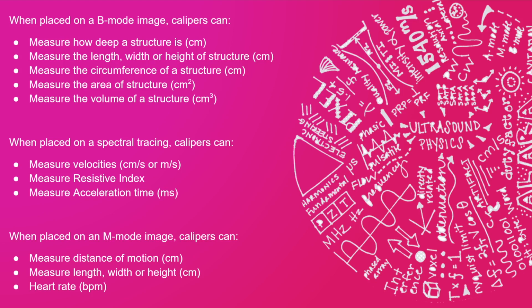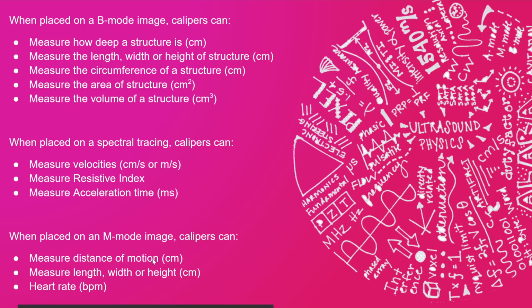On our spectral tracing, we can place calipers to measure the velocities. We can measure resistive index, and we can also measure acceleration time. We're actually going to talk a little bit more about a couple of those terms in a few slides here. When we're looking at the M mode, and I should go back to this, centimeters or meters per second. Remember, these are a distance over a time, which gives us part of the velocity piece of it. Resistive index is a unitless number. Again, we'll talk about it in a second. And then acceleration time is also a unit of time.